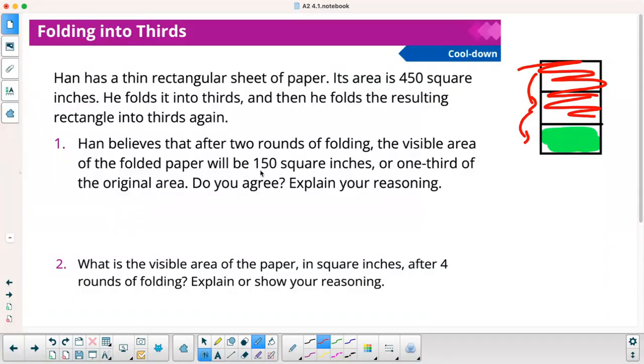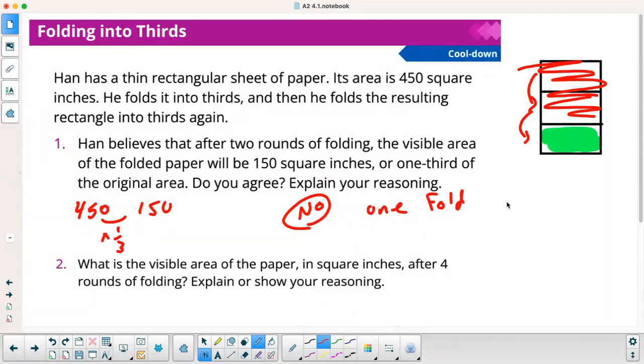So let's see here. So this is obviously not going to be correct for the first one. It says Han believes that after 2 rounds of folding, the visible area of the folded paper will be 150 square inches or 1/3 of the original. Well, obviously, if you fold it one time, you're going to be down to 150. Okay, so this is wrong. I would say I don't agree. One fold takes the area to 150 square inches.